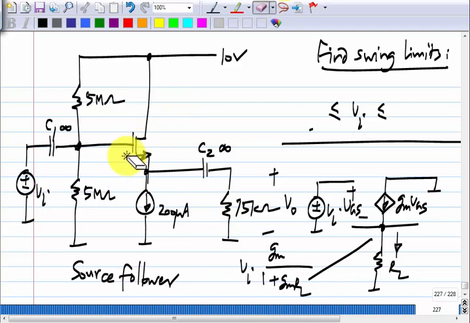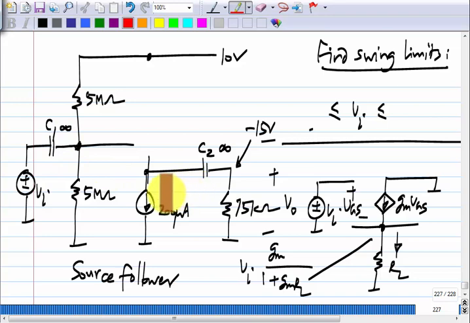What happens when the transistor is cut off? 200 microamperes has to flow into 75 kilo ohms. So, what is the voltage here? What is the voltage there if 200 microamperes is flowing in that direction? Not 15. Minus 15. Okay. So, this is minus 15 volts, right. So, at least approximately you should be able to tell me what the swing limits are.